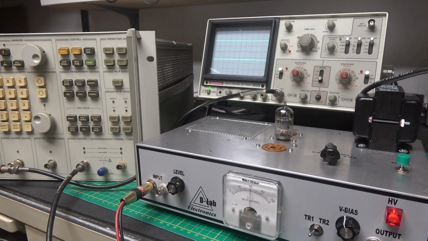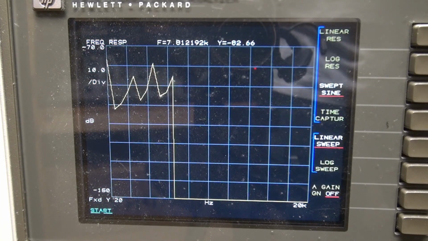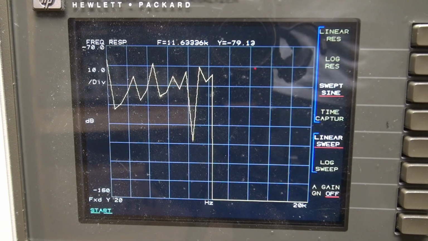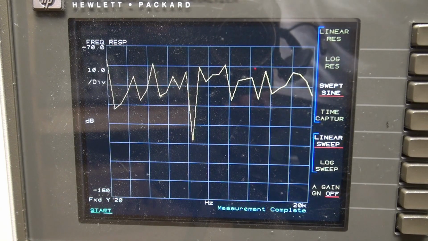Now we're going to repeat the testing on the Penta 2 versus the JJ, but I've switched the mode of the signal analyzer to a linear sweep, which may be more in line of what you guys are looking for. So let me fire up my monitor here. We'll hit start. We are in triode one. Test complete. Triode 2. Let's start.